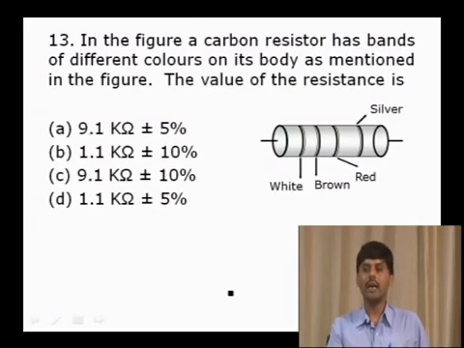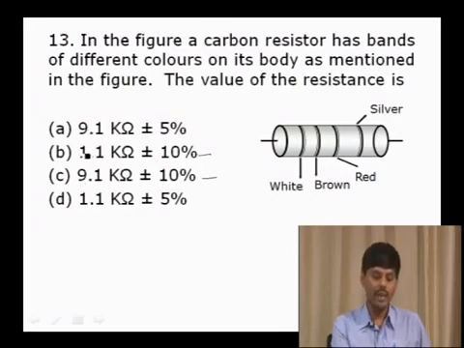Okay, silver color gives an error of 10%. We are not supposed to take A and D, only B and C have 10%. Next, how are you going to identify whether B is correct or C is correct? See, which is the first color? White. White has the number 9. Here 1 is there, here 9 is there. Therefore, the correct answer for this is C.